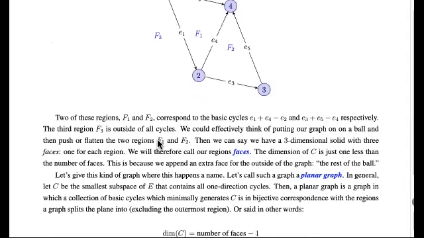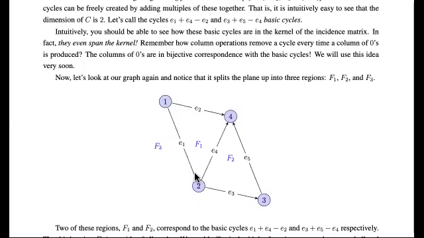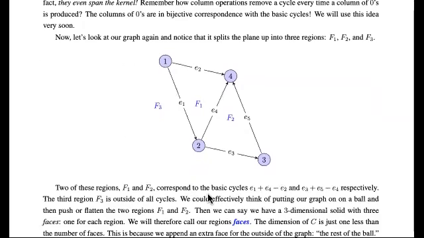In fact, if we wanted to, think of putting this graph on a ball. If you made this part of the ball rigid, flat, and this part flat, and maybe have this other one curved, that's fine. You can literally think of each of these as a part of the surface, a face of the surface. So there are 3 faces here. Two of these regions correspond to the basic cycles, and then the outside region can be considered a face as well.